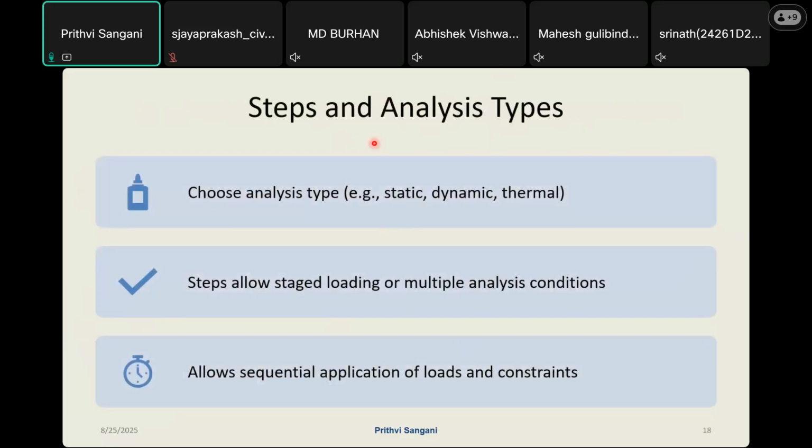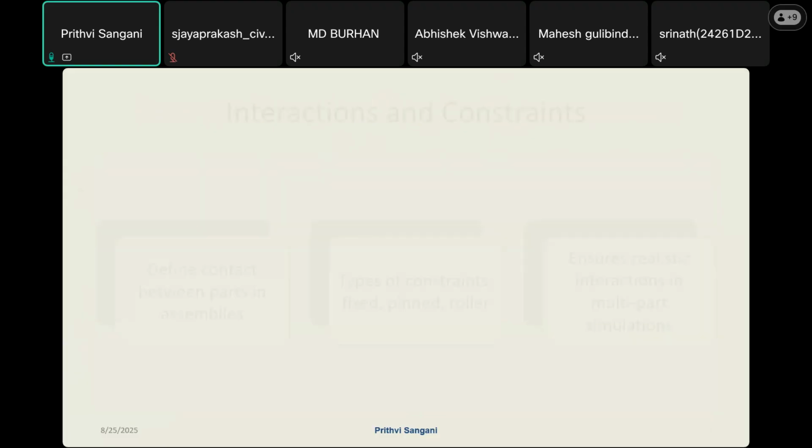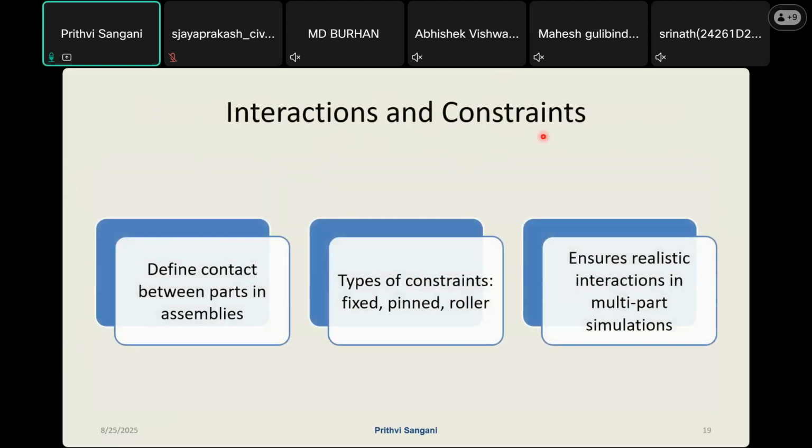And different analysis types, like I mentioned: static, dynamic, thermal, and it allows sequential kind of loading. Anyways, this is again a repetition of what I have said. Interactions and constraints. So we'll see about this. I can tell about this right now, but it will not make sense if I tell it just like that without doing any model. So we'll keep this for when we are doing the modeling. I'll explain about these interactions.